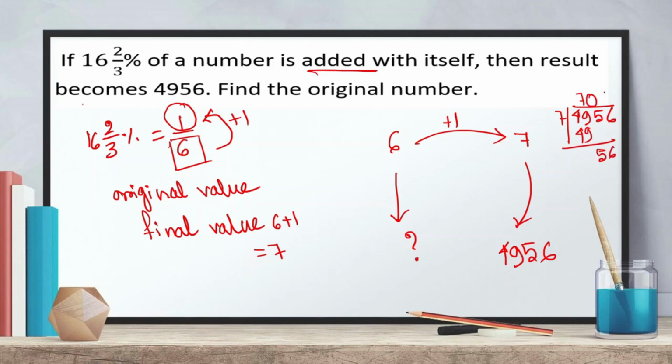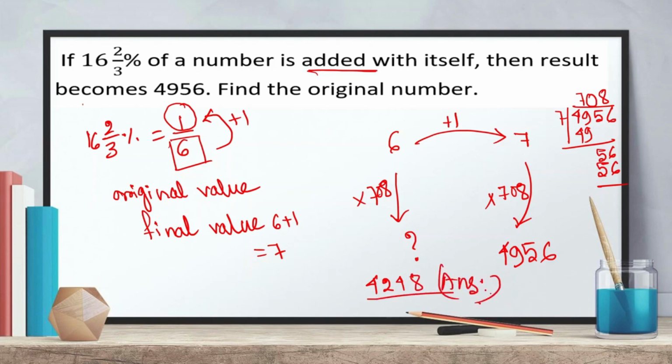56. So it is 708 times. So 708 times of 7 is equal to 4956. So same 708 will be multiplied with 6 to find the original value. Now we will multiply 708 with 6 and it would be 4248. Here is the answer.